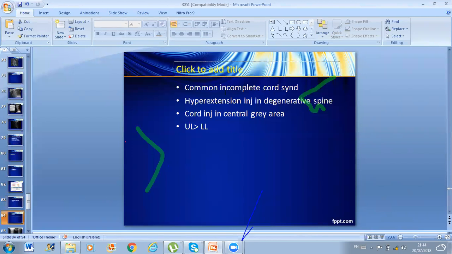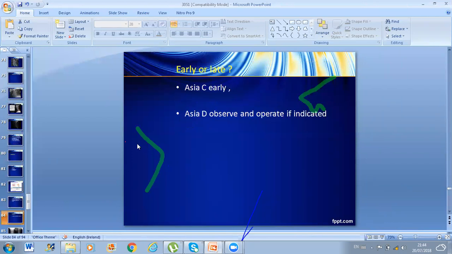Those patients with central cord injury will be able to walk at the end of it. Normally in central cord syndrome, ASIA C we operate early, and ASIA D we observe and operate if indicated. But it's controversial; there is always a controversy around intervention.